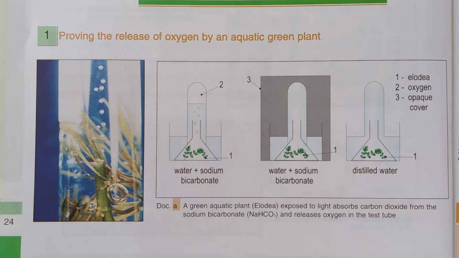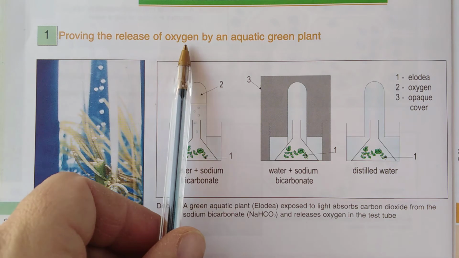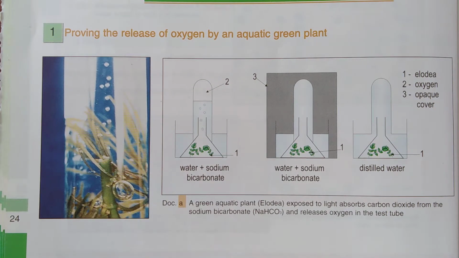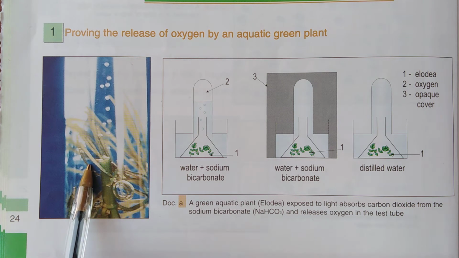According to the first paragraph, which deals with proving the release of oxygen by an aquatic green plant. It is on page 24 in your biology textbook. First, because it is easy to prove the gas production of a green plant in water, we used an aquatic plant which is called Elodea.